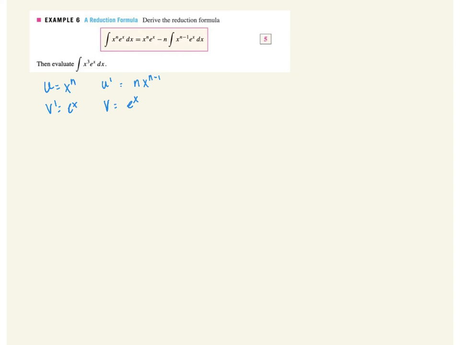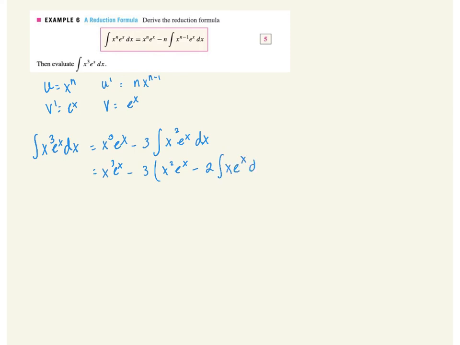All right, so for this example, integral of x cubed e to the x dx, following along with the reduction formula, you have to go through each step at a time, but it would initially become x cubed e to the x minus 3 integral x squared e to the x dx. Right, and then we can use the reduction formula again. So now we would have x cubed e to the x minus 3 times quantity of x squared e to the x minus 2 integral x e to the x dx.